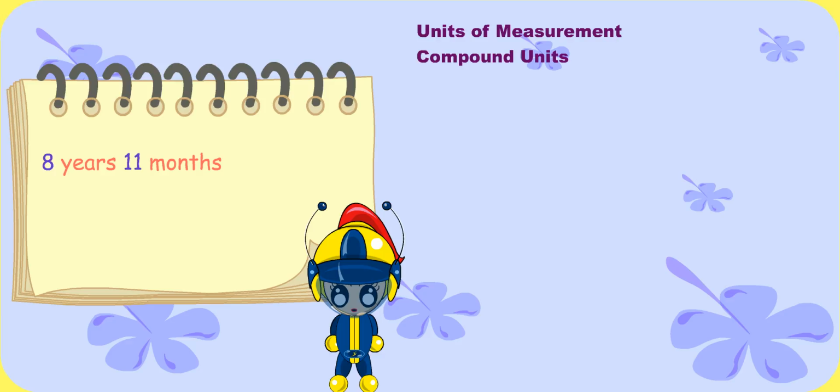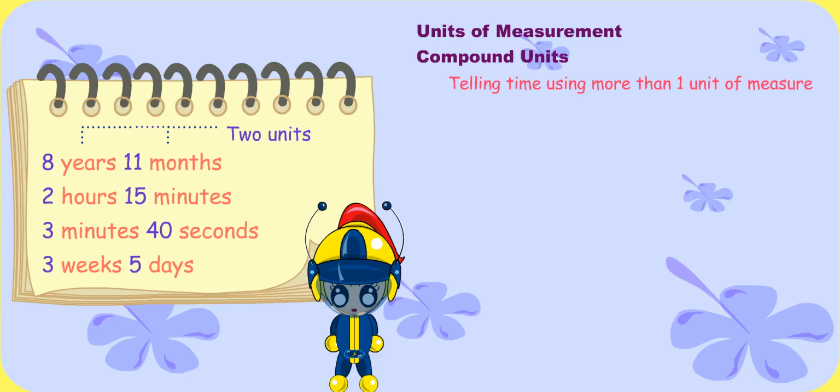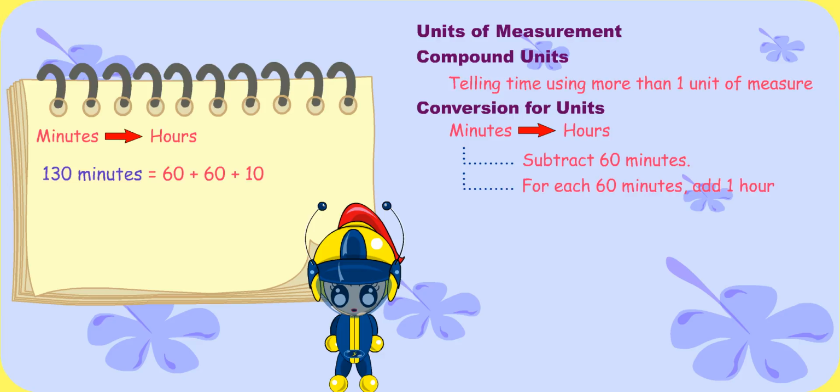Indeed, compound unit refers to telling time using more than one unit of measure at a time. Other examples of compound units of time are 2 hours and 15 minutes, 3 minutes and 40 seconds, and 3 weeks and 5 days. Finally, I learned to do conversion for units of measure for time. To convert minutes to hours, I subtract 60 minutes as many times as I can from the minutes, and for each 60 minutes I add an hour. Thus, 130 minutes equal to 2 hours and 10 minutes.